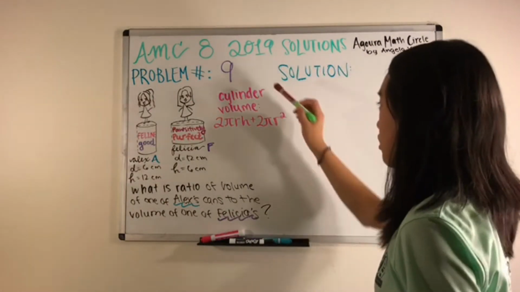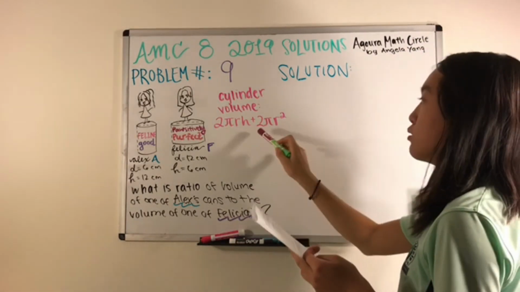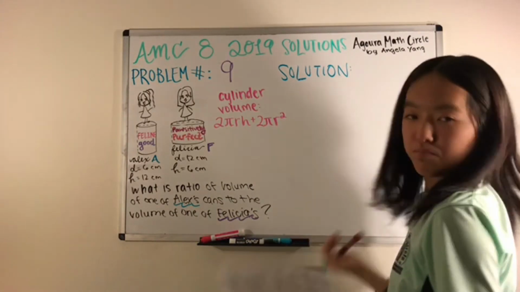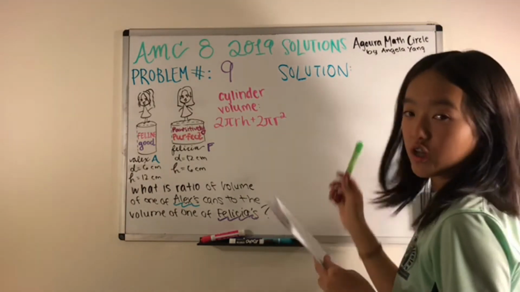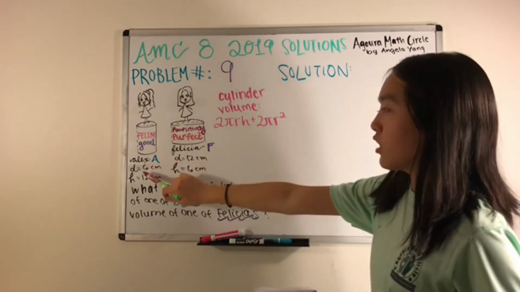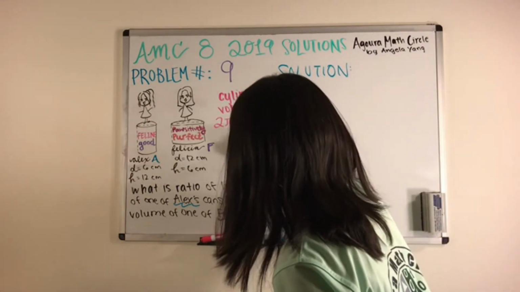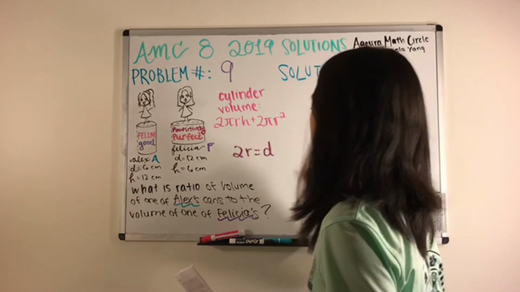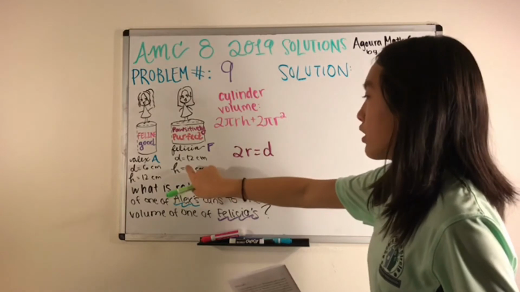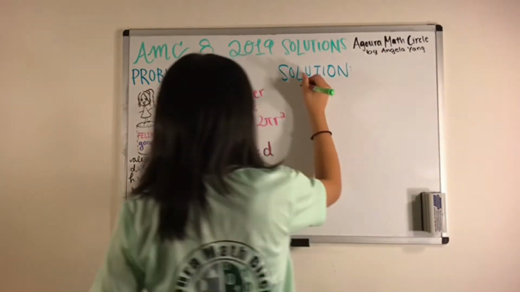So in order to solve this, you need to know the basic equation for the volume of a cylinder, which is 2 pi r times height plus 2 pi r squared. So, basically, most of this problem is just substituting into the equation. So, we all know that 2r, the radius doubled, equals the diameter. So, that would mean we have to divide the diameter by 2 in order to get the radius in both of these cases. So here, let's solve Alex first.